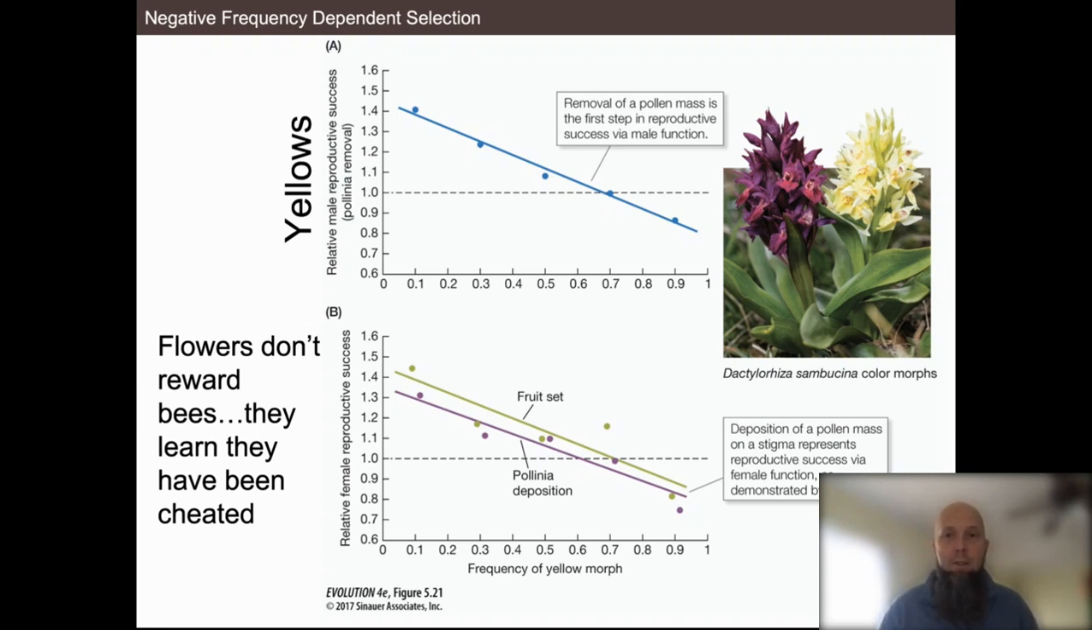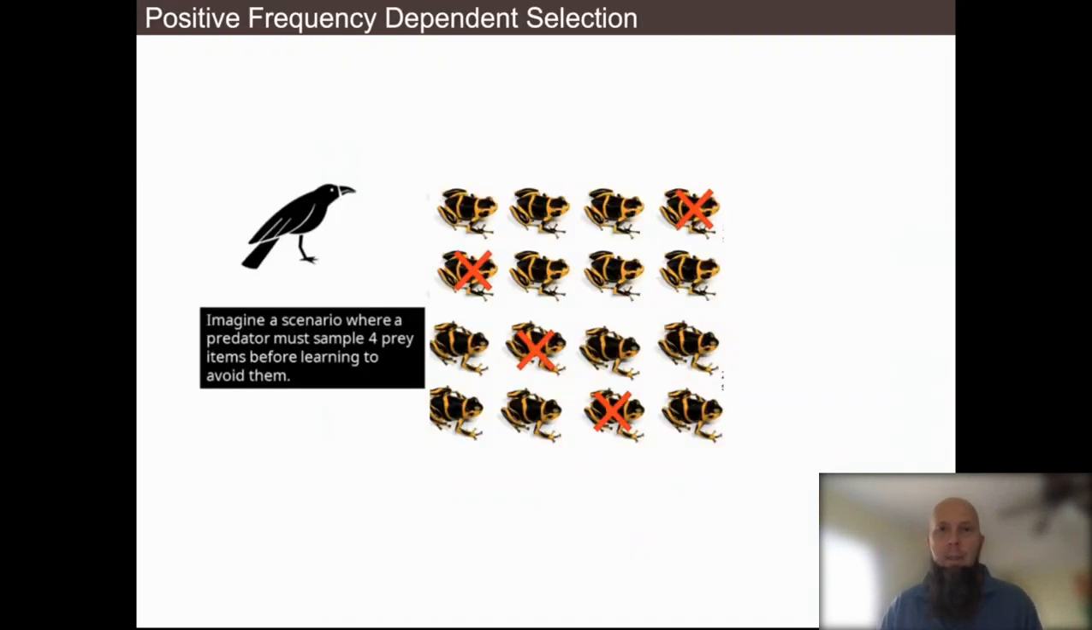So again, this is an instance of negative frequency-dependent selection, where fitness is inversely related to frequency. You can see that in that top graph. Frequency goes up, fitness goes down. Now, for positive frequency-dependent selection, the example I used before was a coral snake. This is an example drawing on the bright coloration of poison frogs, where a bird predator might need to learn not to consume these brightly colored frogs.